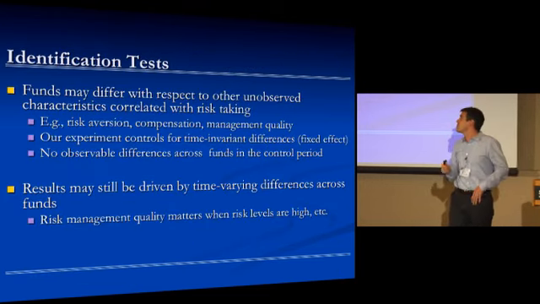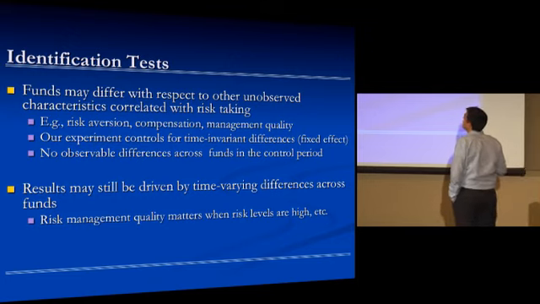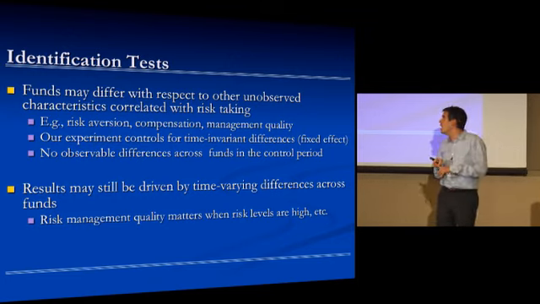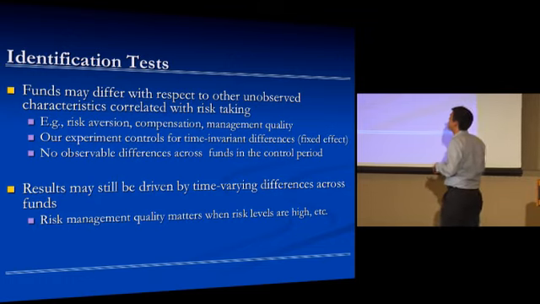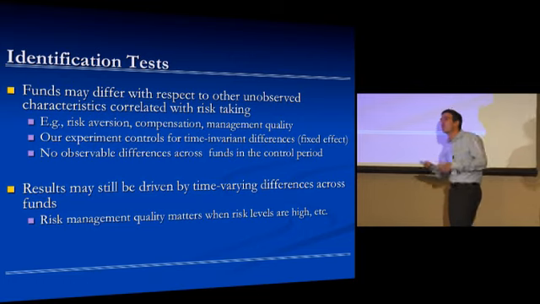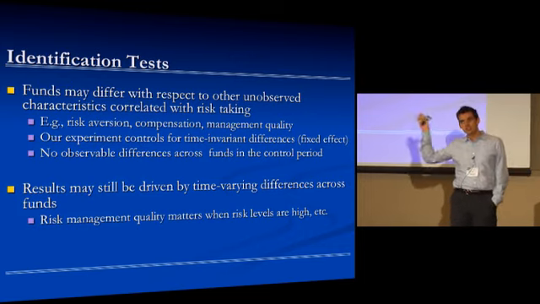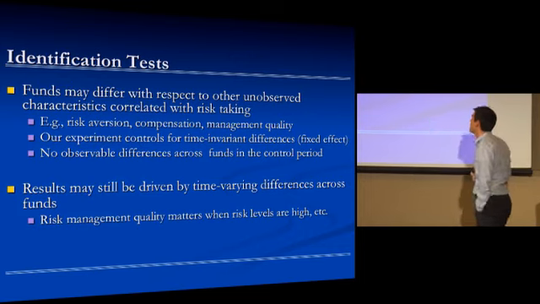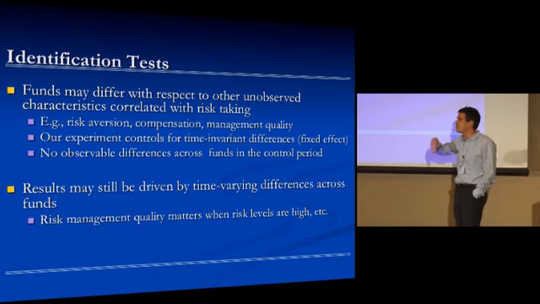Finally, one thing you might worry about is that the funds may still differ with respect to other unobserved characteristics which are correlated with risk-taking. So maybe risk aversion across the firm or of the manager, maybe compensation practices, maybe the quality of risk management. There's something different which we can't control for. Now, clearly, if these are time invariant, they're going to be controlled for with our fixed effect. And indeed, we don't find, as I showed you before, observable differences across funds beforehand.